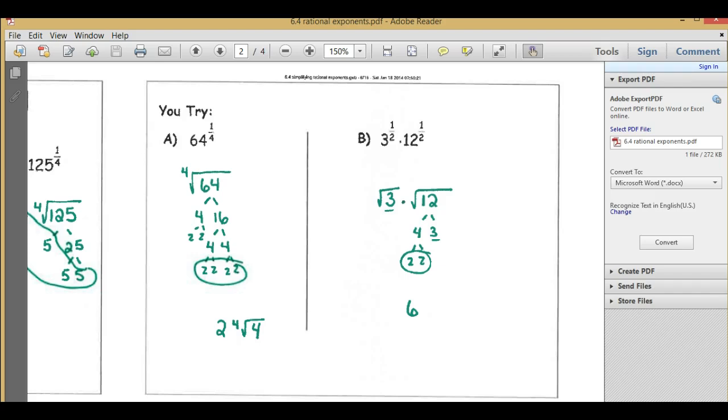4th root of 64, you break that down, you get 4 2s, but notice how I had a pair of 2s that were not used. So I have to multiply those, and I get that 4th root of 4.